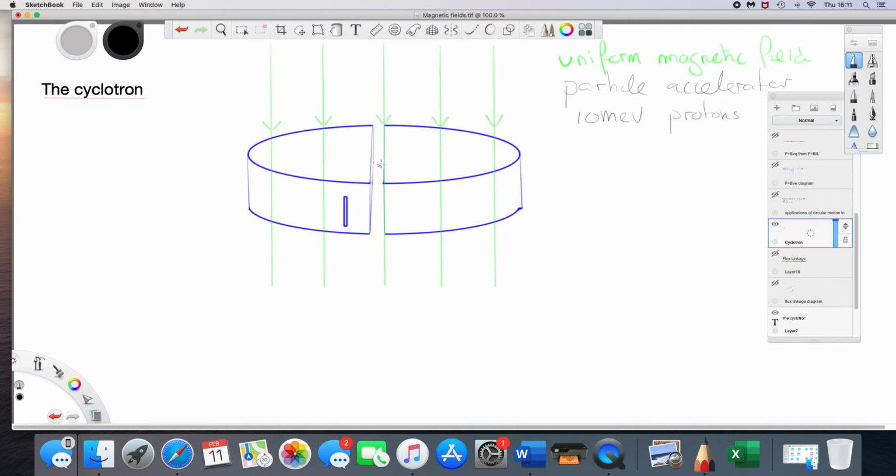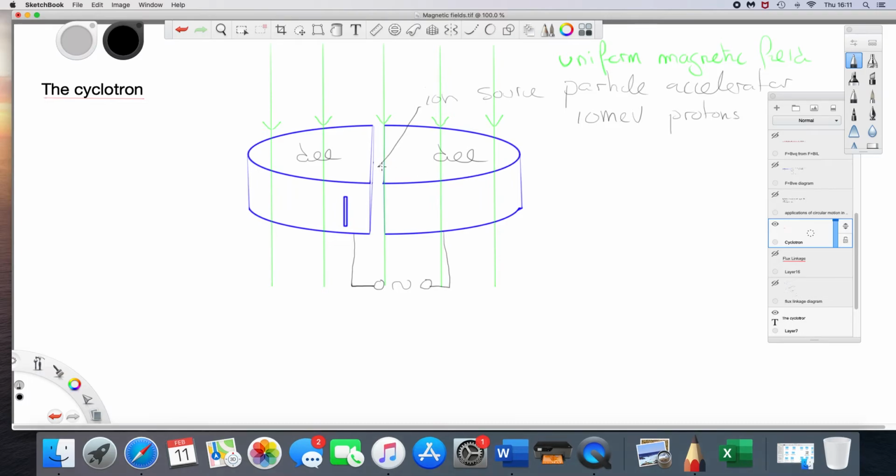You have here your ion source. So between these two Ds, they are called, for obvious reasons. And these Ds are held at a PD to each other. It's an alternating PD, as you'll see in a moment. The Ds are sitting in this uniform magnetic field, and I have chosen this field to be down through the Ds. I'm going to have some positive ions in my mind coming out of this ion source.